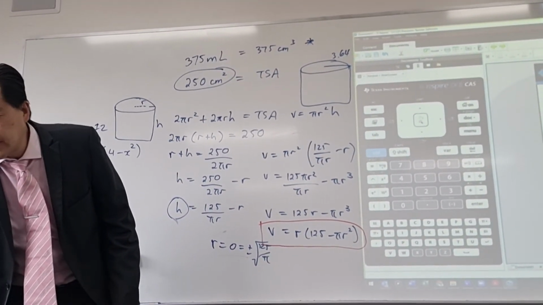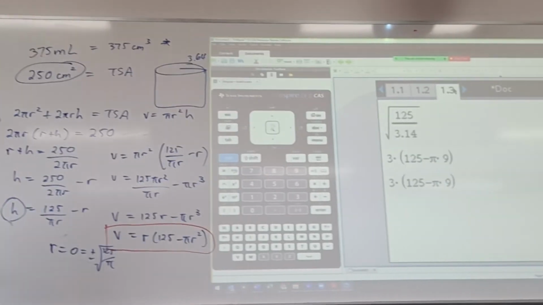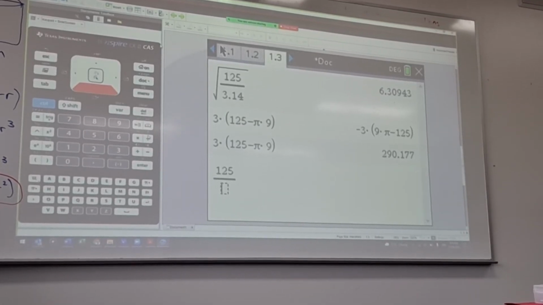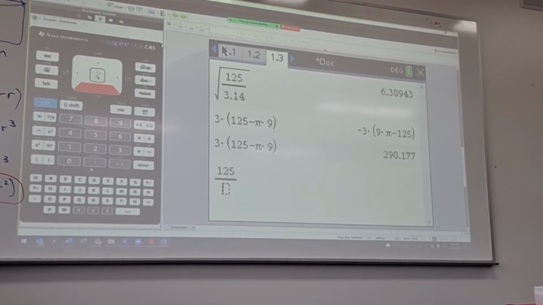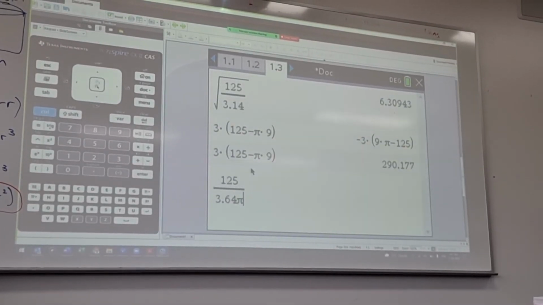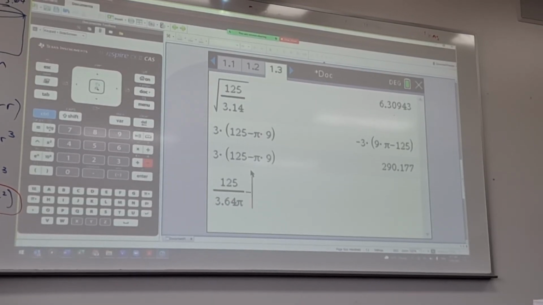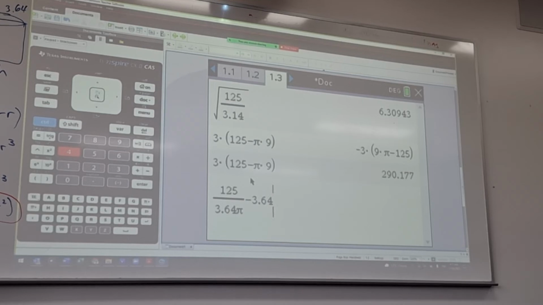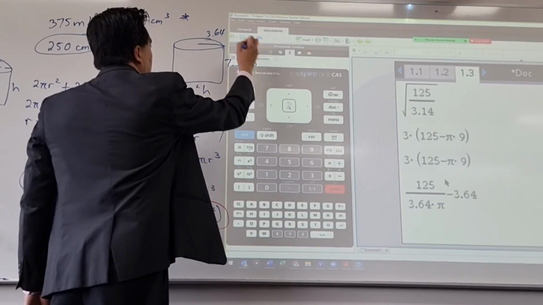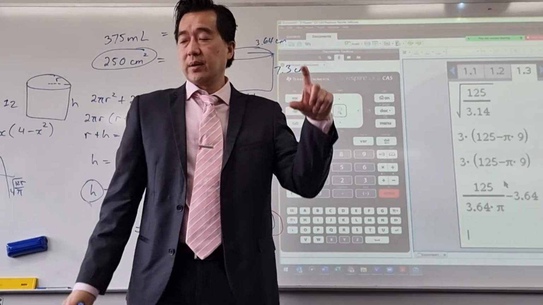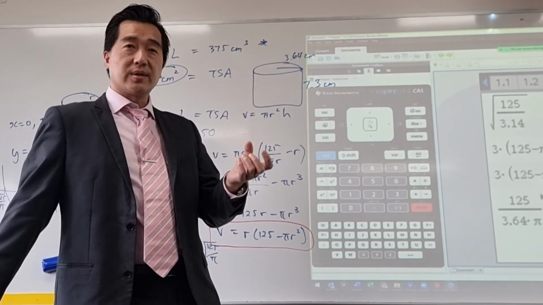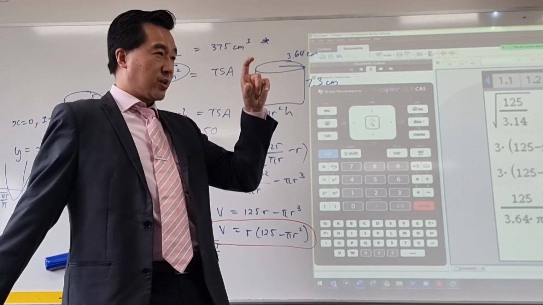So we go back to the calculator. It'll be 125 divided by, what do we get? 3.64 pi, and then that minus 3.64 is the height. 7.3 centimeters, which is only about that high. Now just consider the ideal dimensions of a can to maximize the volume is actually very short and very fat.